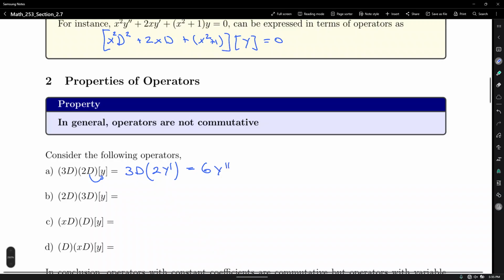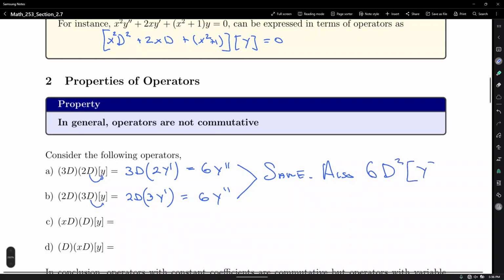Now let's do the operations the other way around. Have this operator act on y, keep the 2d, and dy becomes y prime. However, keep multiplying with the 3. What is 2 times 3? This will be 6, and then d y prime, isn't that the second derivative? So these two are the same. Also, this is the same as saying 6d squared acting on y. It would have been exactly the same.